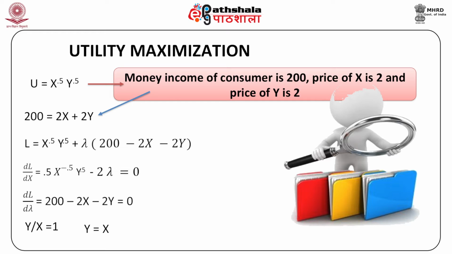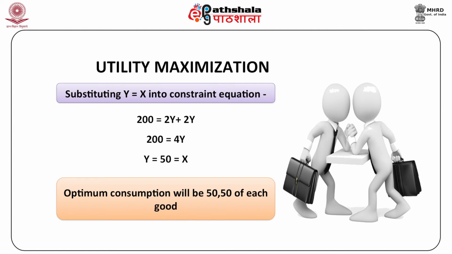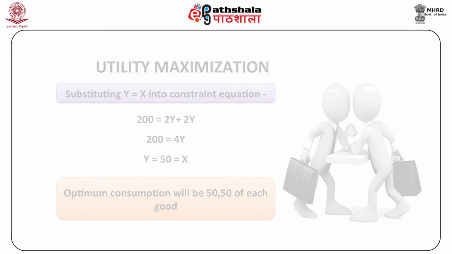Dividing equation 4 by 5, we get y divided by x is equal to 1. Hence y is equal to x. That is, the consumer will consume both goods in equal quantity. Substituting y is equal to x into the constraint equation, 200 is equal to 2y plus 2y, which is 200 is equal to 4y, y is equal to 50 equal to x. That is, optimum consumption will be 50-50 of each good.